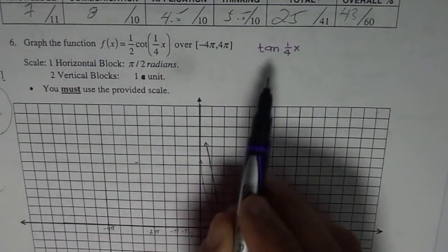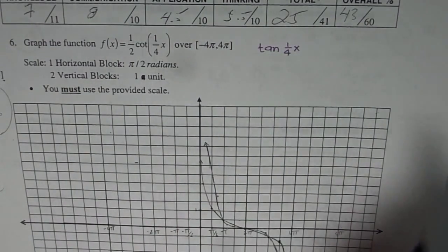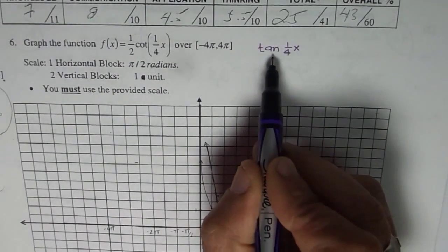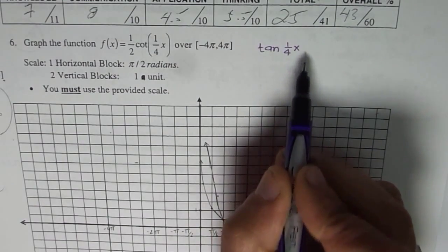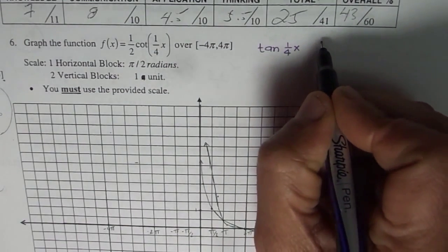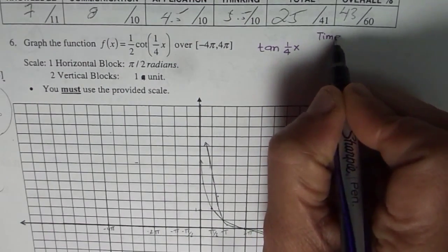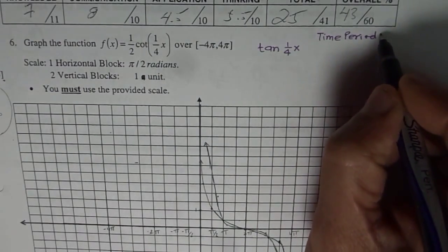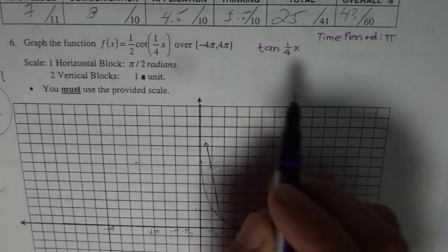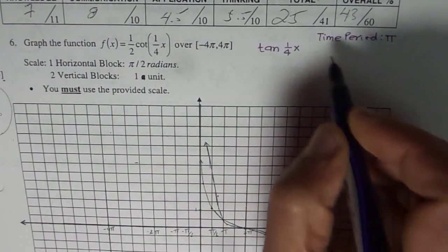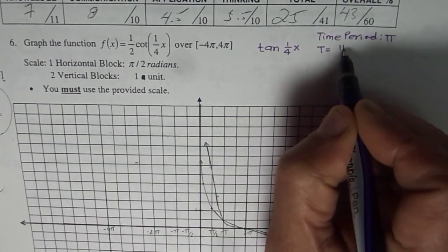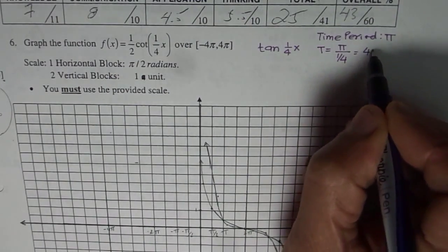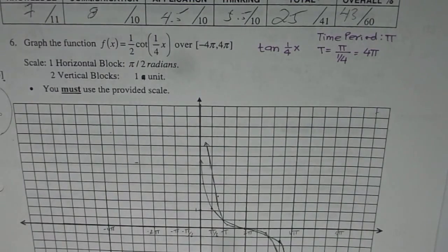So let us first sketch tan 1 over 4x. Now if the function is tan 1 over 4x, what is the time period? Now for tan, the time period is pi, not 2 pi. Do you understand? So when we are thinking about the time period for the tan function, it is how much? It is pi, right? So when k is 1 over 4, in that case the time period will be pi divided by 1 over 4. That is 4 pi. So 4 pi is the time period for tan.